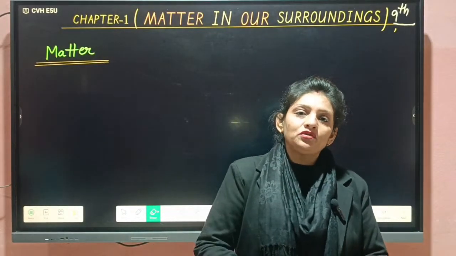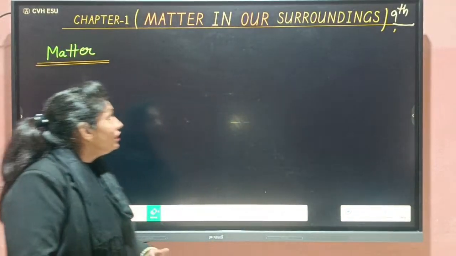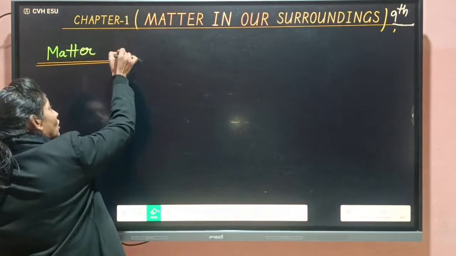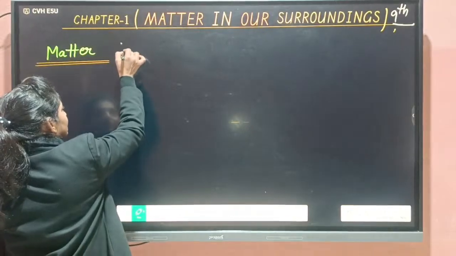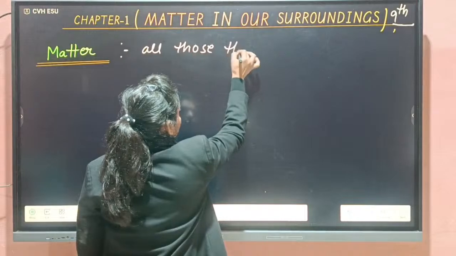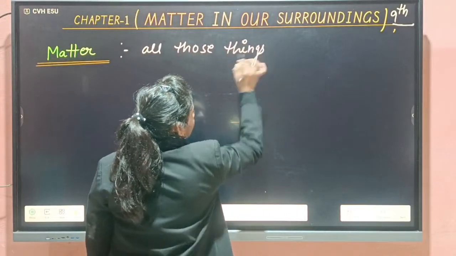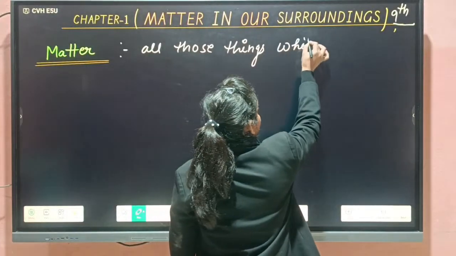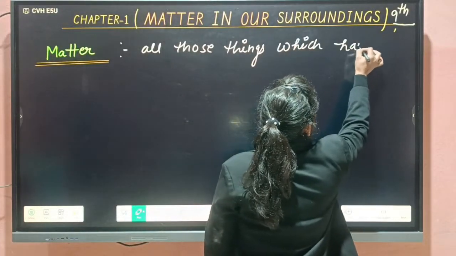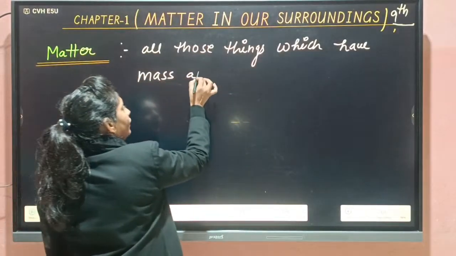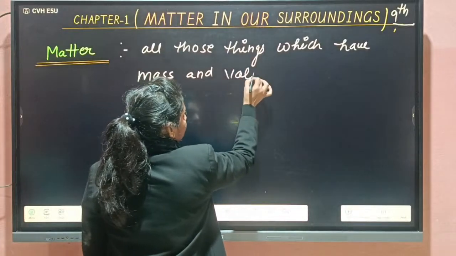So today we are going to start chapter 1, that is Matter in Our Surroundings. What is matter? Matter, students, is all those things which have mass and volume.